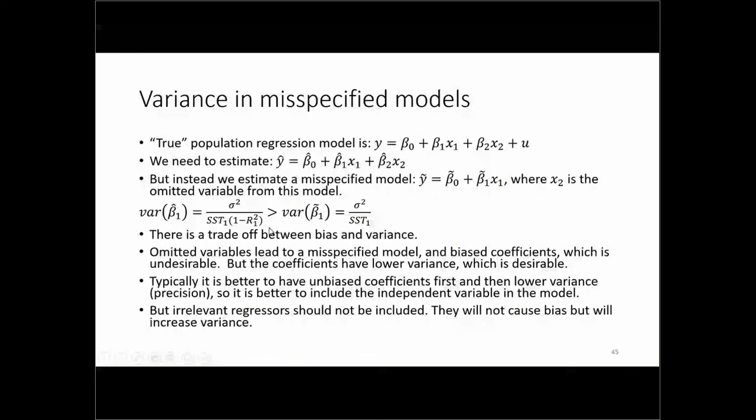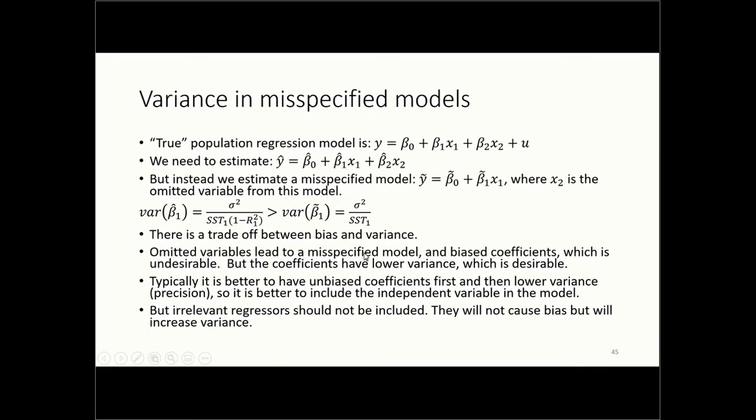So in this case, notice what happens. If this R squared is always a positive number, this means this factor would always be less than 1. This would mean that this whole expression is multiplied by more than 1. So that's why this whole expression is more than this expression, a higher value. So what we found here is that if we actually omit a variable, the variance of the coefficient of the remaining variable would be smaller than what it would have been otherwise. So there's a trade-off between bias and variance. Omitted variables lead to a misspecified model and biased coefficients.